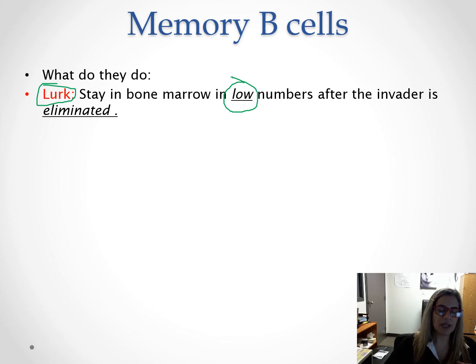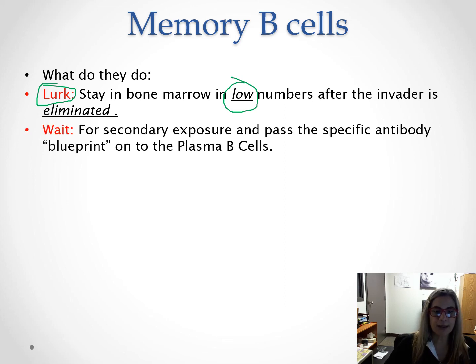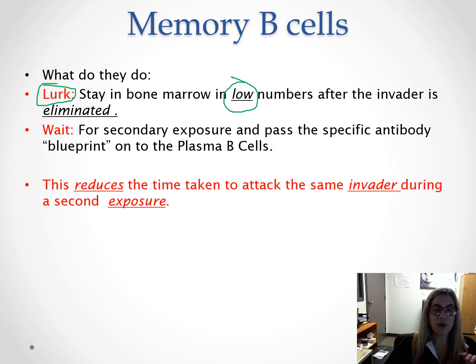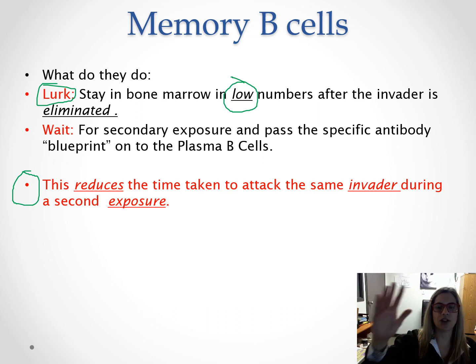And what your memory B cells do is they lurk in your bone marrow and they wait for secondary infection. They wait for the second time or third time or fourth time you may be exposed to the chickenpox virus. And they wait and they wait and they wait. But then if you get exposed to that pathogen again, your immune system response is super fast because we don't have to go through the whole macrophage and then to the helper T and then to the plasma B and then to the memory B.